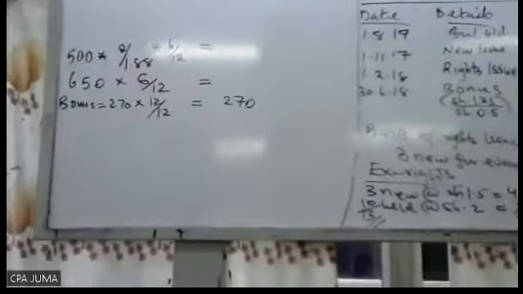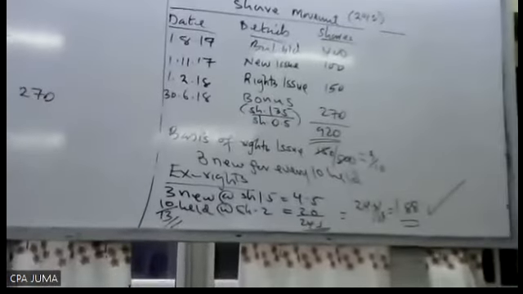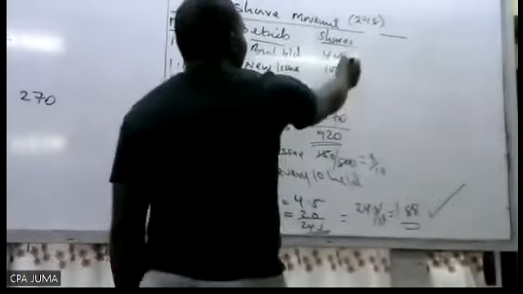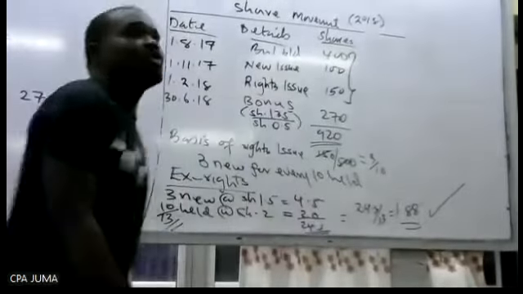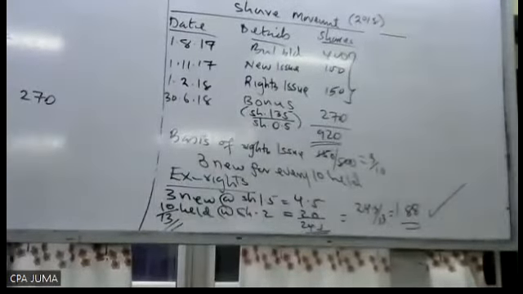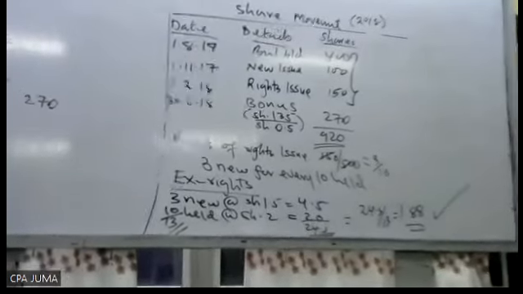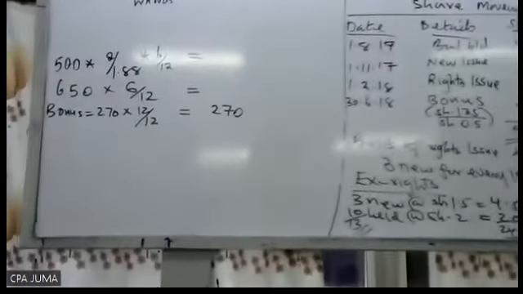650. After the bonus issue, including the rights issue. If you add that, how much will it come to? So 650 is after the rights issue, meaning including the rights issue.